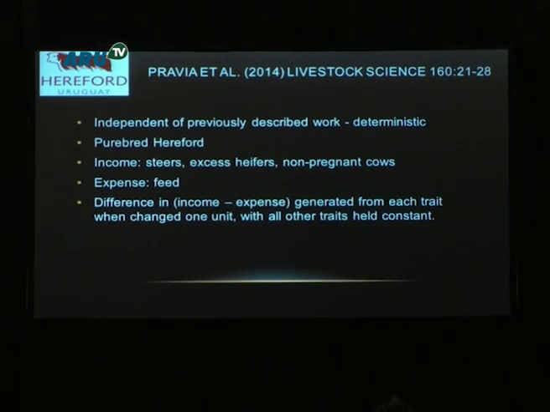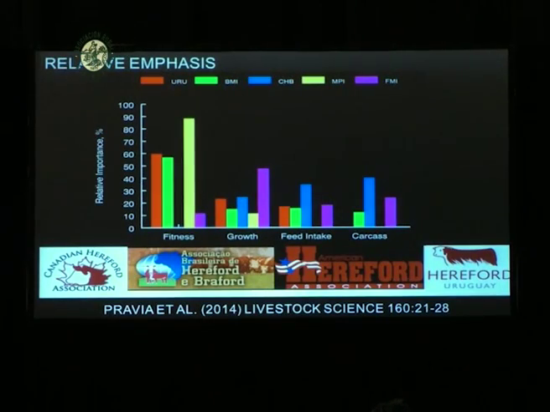Somewhere I lost the American slide. But the American slide is very similar, as you might guess. This is the only numerical result that I'm going to show you. This has 5 separate indexes in it. The red bars are the Uruguayan index, the Baldy maternal index, and the CHB index from the US, and the maternal productivity index and the feedlot merit index from Canada.